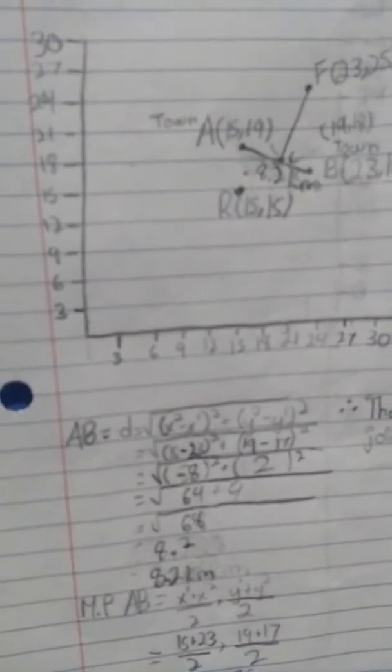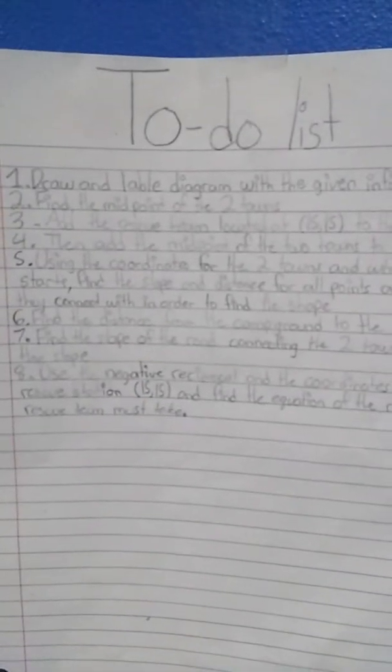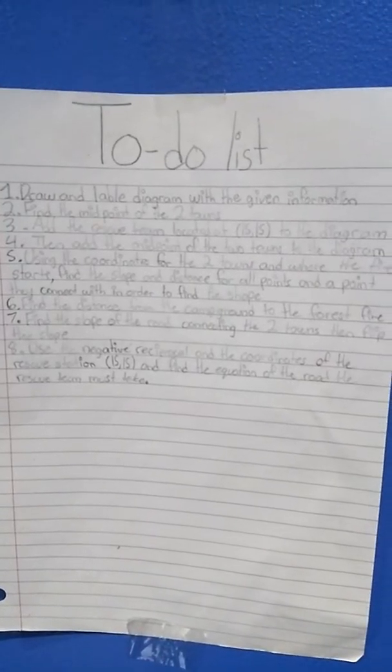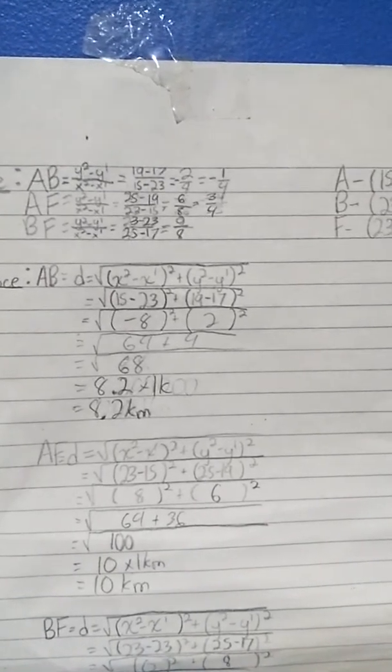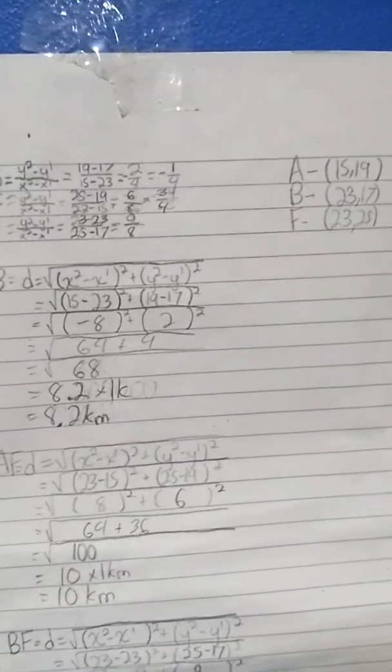So for step number 5 on my to-do list, it says to use the coordinates for the two towns and where the fire starts, find the slope and distance for all the points, right? So I found the slopes. For the slope for A to B, I did 19 minus 17 and 15 minus 23, and I got negative 2/8, and then I reduced it to negative 1/4.